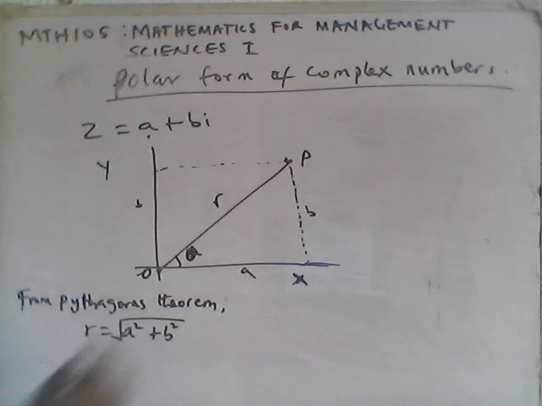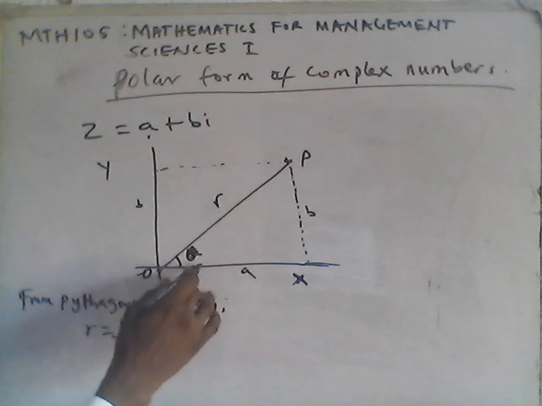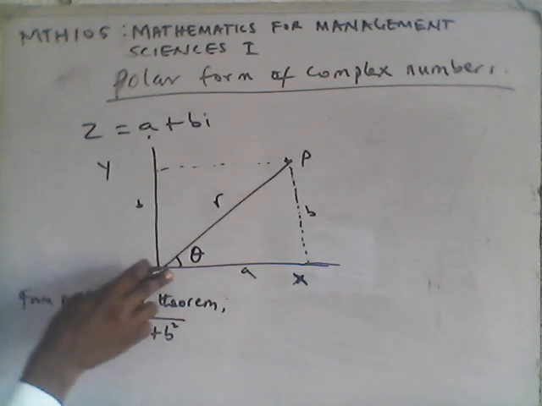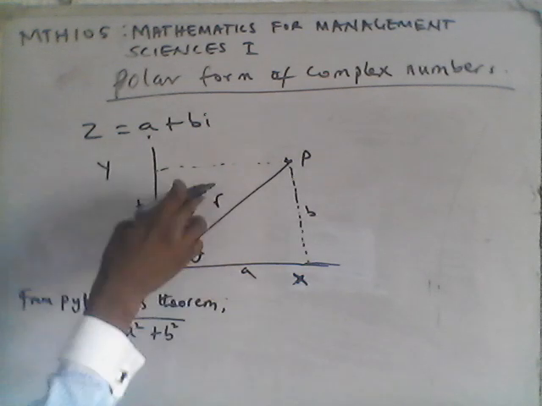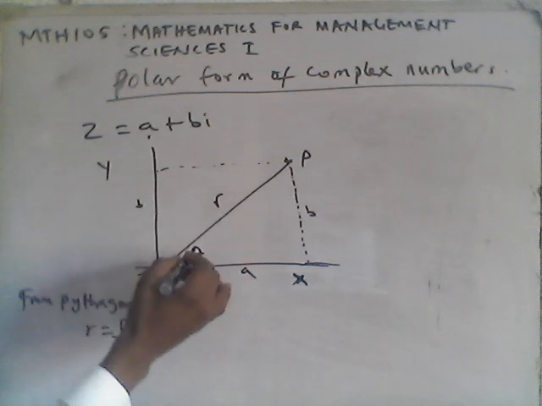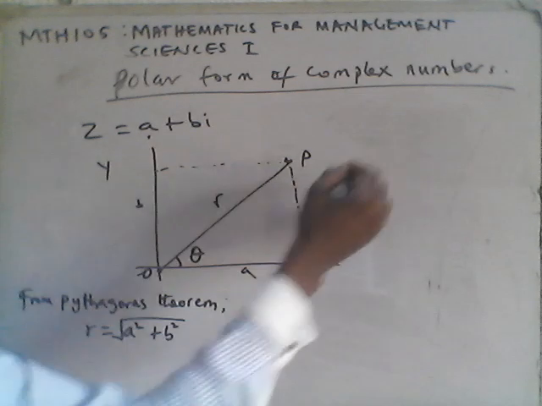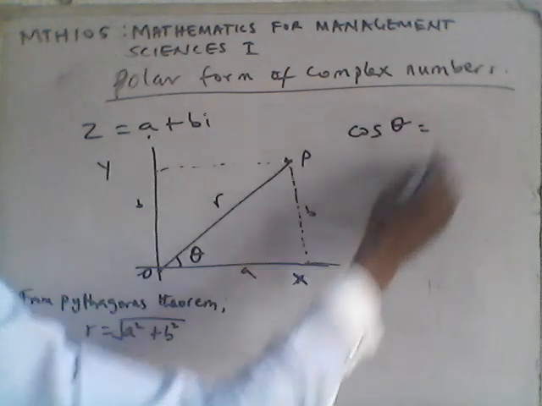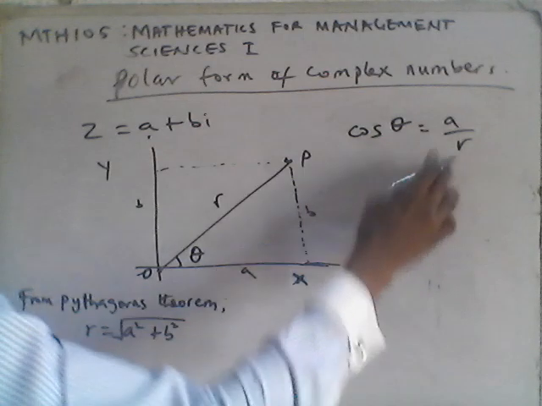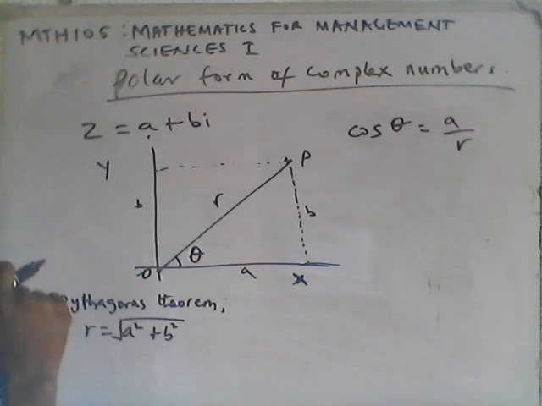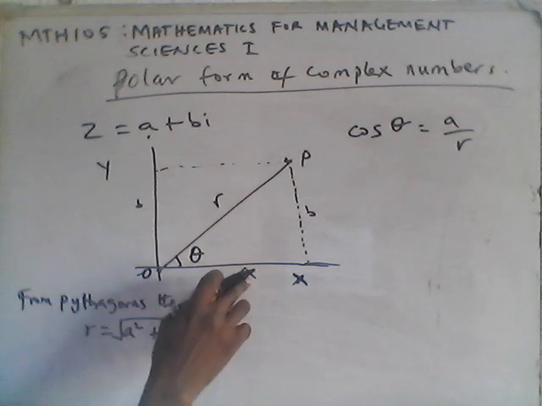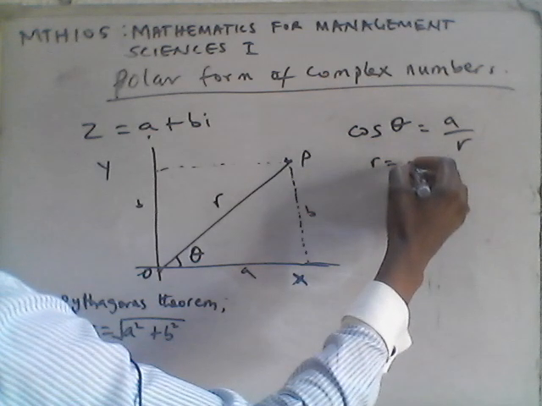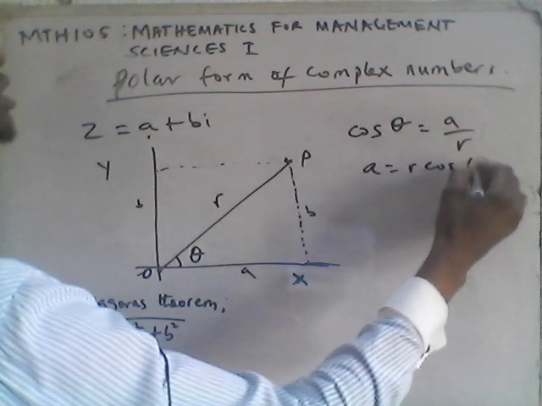Also, I can express a in terms of theta and r. How? With this theta, and this a and r, we can deduce a trigonometric ratio. If this is theta, the adjacent of theta is a, and the hypotenuse is r. So the trig ratio that can define theta is cos. Cos theta is a over r, that is adjacent over hypotenuse, right? Exactly. So from here, a is equal to r cos theta. Let me call this equation 1.